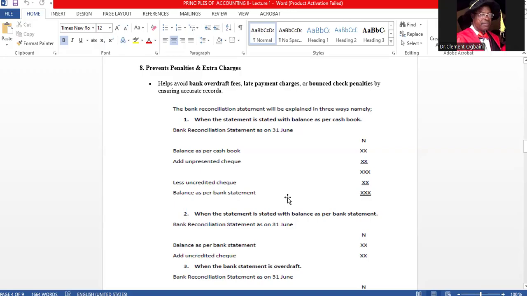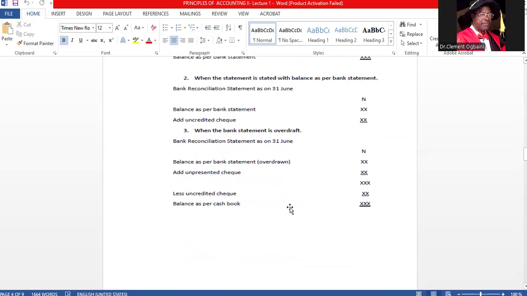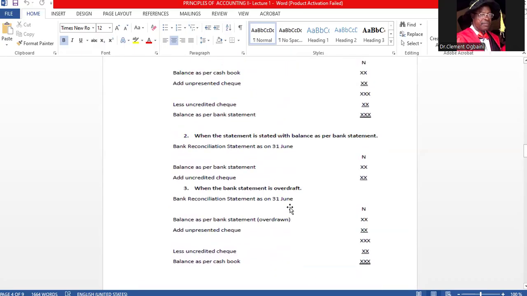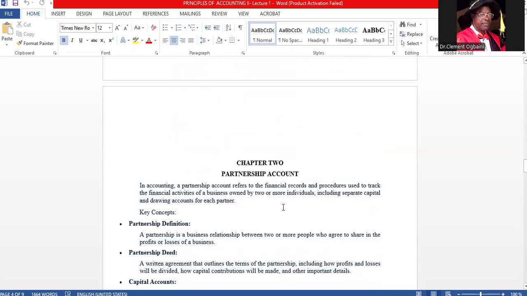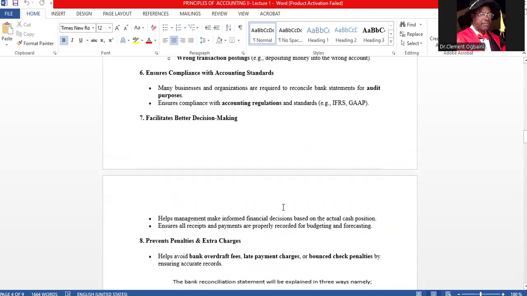You present the total of them, and you add it to your balance as per cash book. Then you subtract the uncredited checks. The uncredited checks are the checks you paid to the bank, but the bank has not cleared them and credited your account. So if you do this, what you will arrive at will be the balance as per bank statement. So this is the process of bank reconciliation.